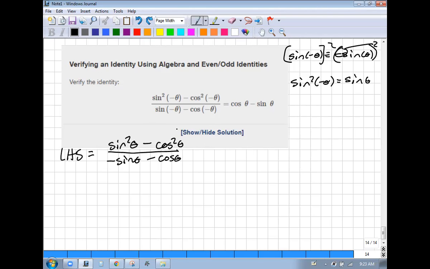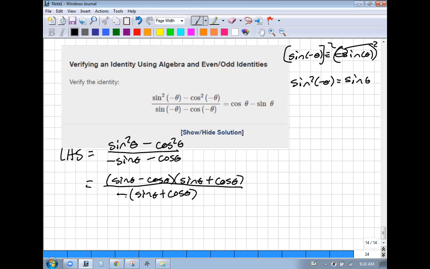So to make this go away, I need to be able to cancel this, but I can only do that if it's on top. Well, this is the difference of two squares, so I could write that as sine theta minus cosine theta times sine theta plus cosine theta. And both of these are negative, so I'll pull out a minus here. This is sine theta plus cosine theta.